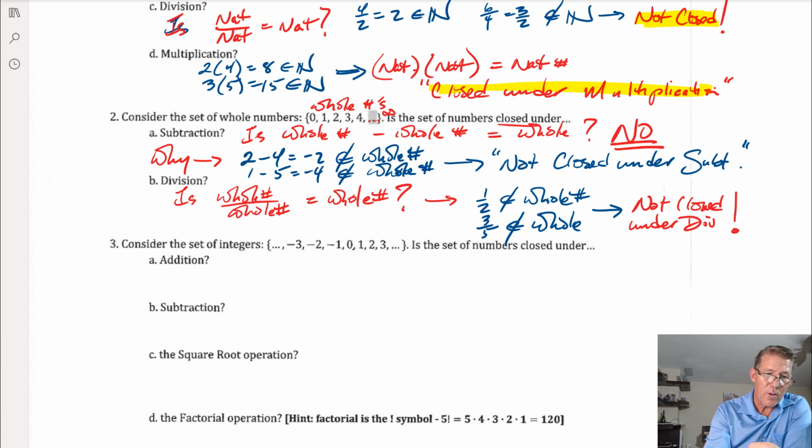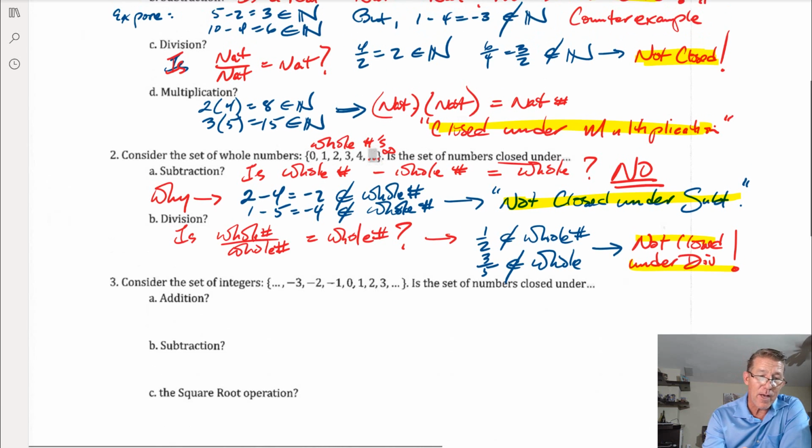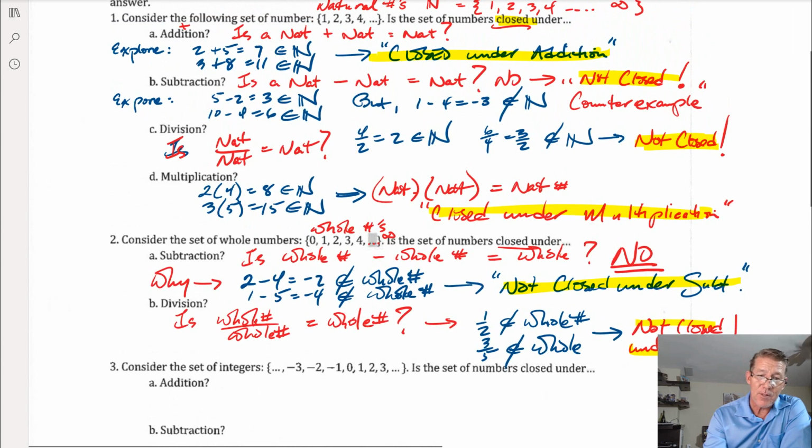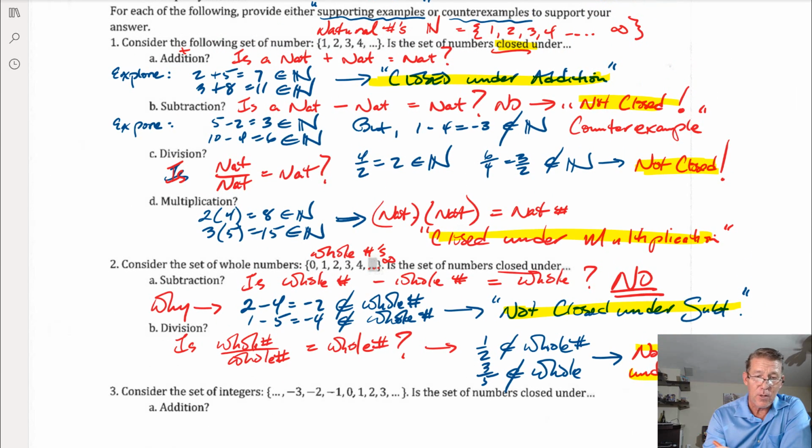So you have to make a statement when you're done. It's either closed or not closed, but you got to state why. You have to provide numerical evidence to your claim. So if you claim that it's closed, then you better have a good reason why. We call that supporting evidence. That's why when I say explore, write down the numbers. If you think it's not closed, you better provide a counterexample.